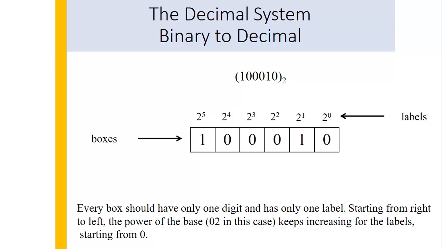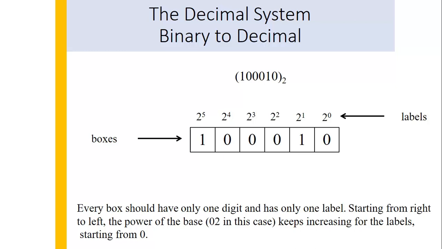Now let's start giving powers to 2 starting from the right hand side. 2 to the power 0, then 2 to the power 1. It will go till we have the number of digits in boxes. So it will go from 2 to the power 0, 2 to the power 1, 2 to the power 2, 2 to the power 3, 2 to the power 4, 2 to the power 5.